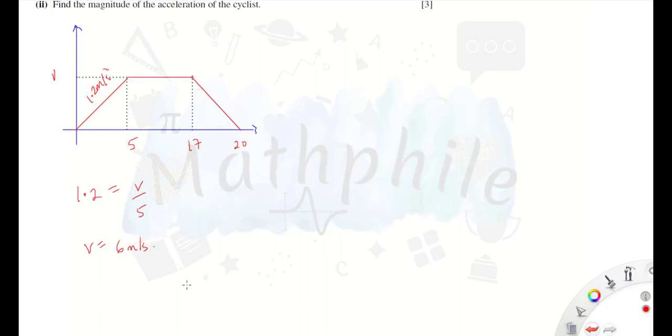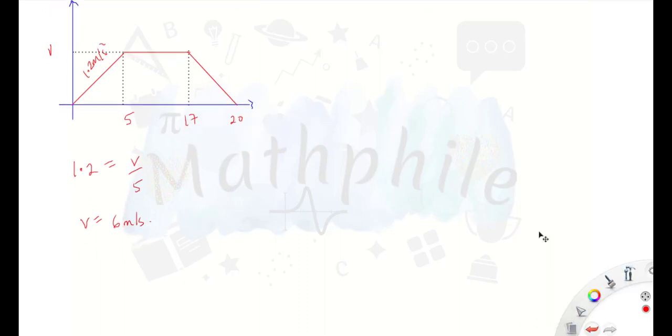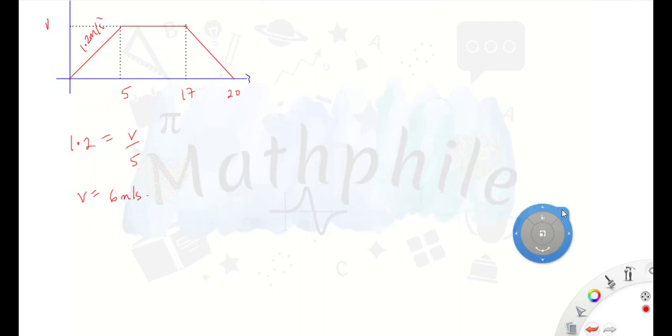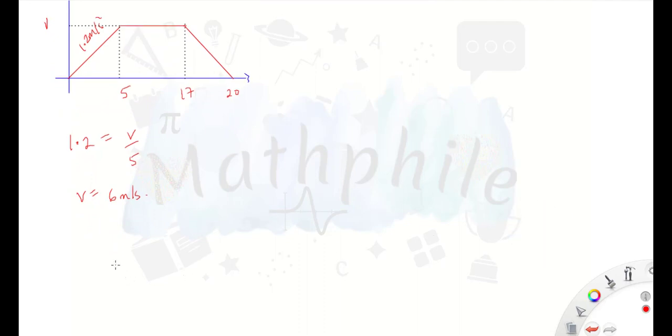Now what is next? They said we should show the distance is 96. We can find the area of a trapezium, like the area under the graph. It's going to be 1 over 2 times the sum of the parallel sides. In this case it's going to be 20 plus 12, times the 6 we found. So you calculate this and definitely you are going to get 96.